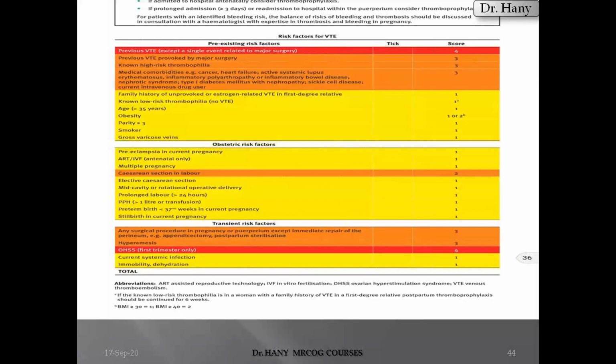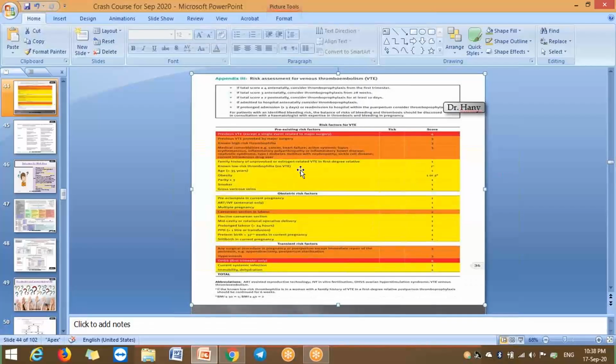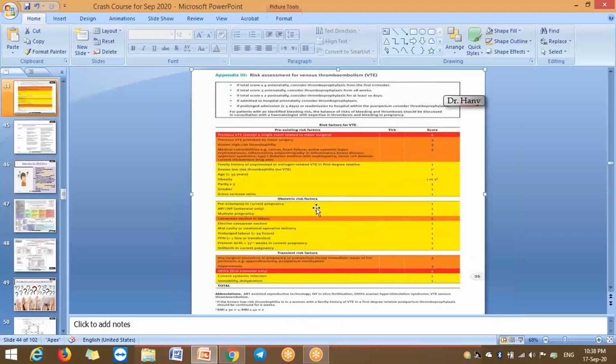So this chart is for the postnatal. This is, my dear, for the postpartum assessment. In the postpartum assessment, 30 or more. Antenatal, 30. Okay. So in antenatal, BMI of 40 is score 1 only? No, it's 2. So both mean 2, antenatal and postnatal. A BMI of 40 alone will put you in the intermediate risk. Okay?